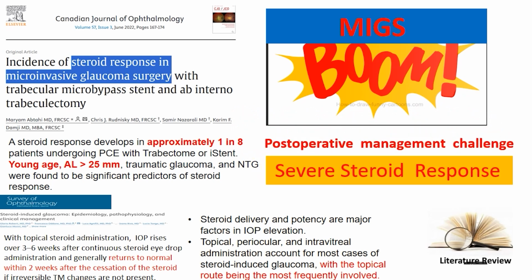Literature review shows that the incidence of steroid response in MIGS is 1 in 8 patients. Young age and axial length of more than 25 were the significant predictors of steroid response, as seen in our case. And it is already known that on topical steroid, the IOP rises over 3 to 6 weeks and returns to normal within 2 weeks after discontinuing the steroids.